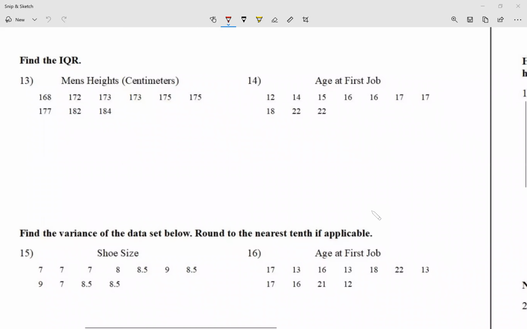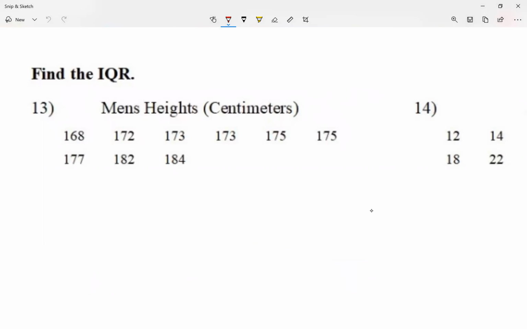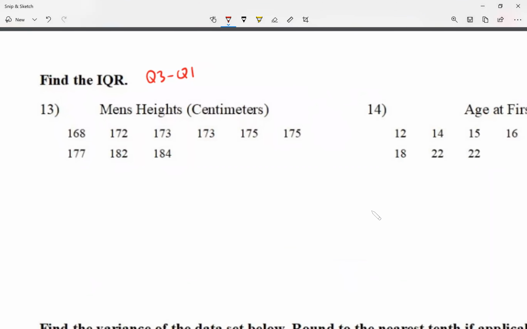So I need us to be able to practice on the interquartile range. So IQR, that's basically what it means. Interquartile range is basically quarter 3 minus quarter 1. So I need to get my 5-number summary, and I'll be able to subtract quarter 3 minus quarter 1. I can give you a list.